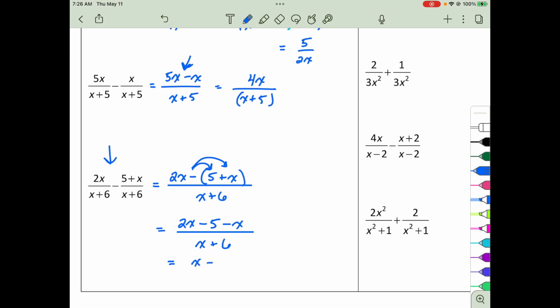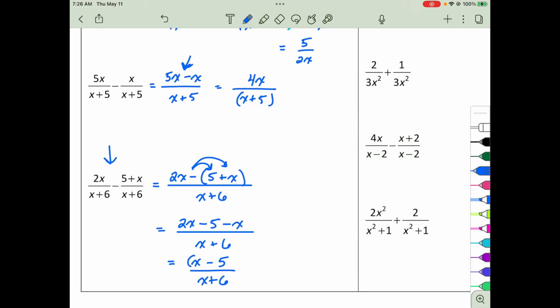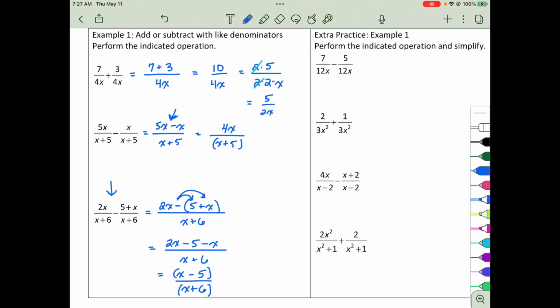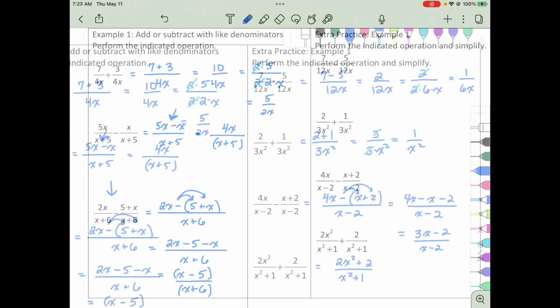Now we're going to combine like terms. So we have x minus 5 over x plus 6. And again, then we factor. I can't factor x minus 5. I can't factor x plus 6. Nothing can cancel. Go ahead and pause now, and please do these 4 problems and then come back.